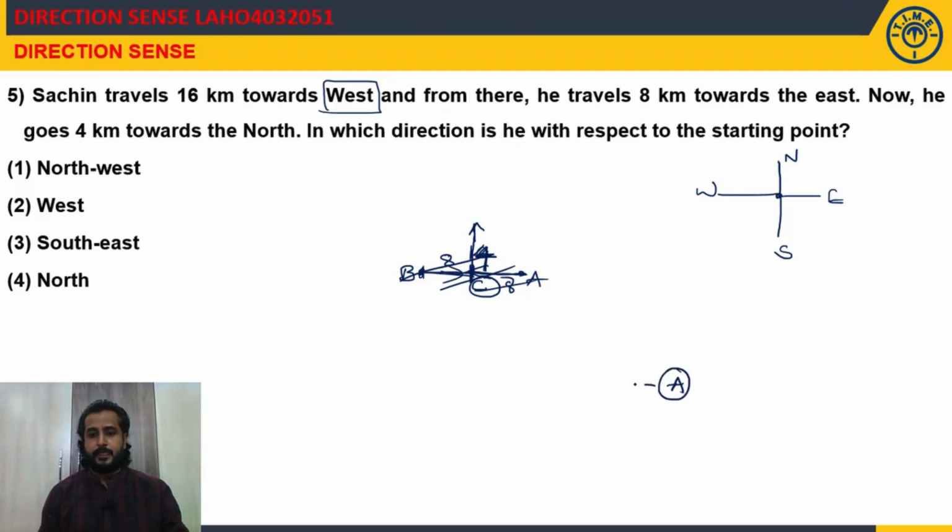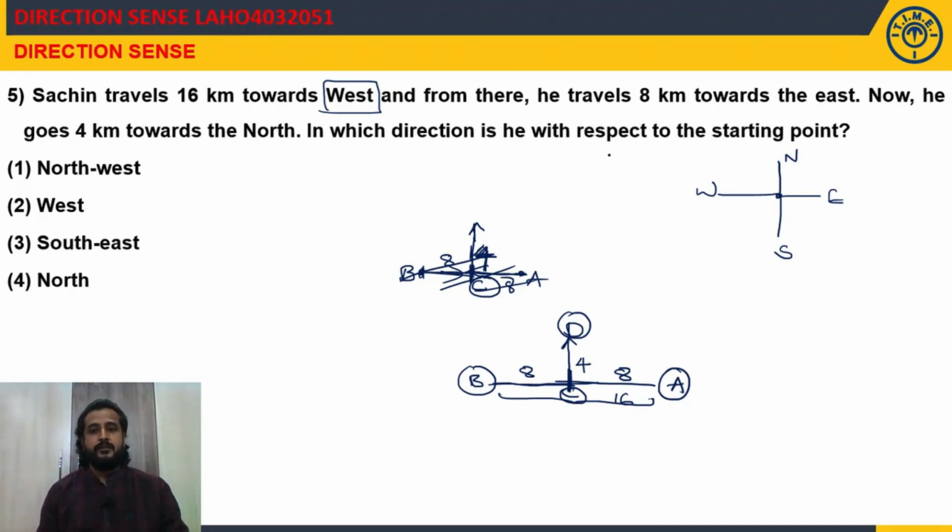I'll give the clear picture. A to B, how much distance is it? 16 kilometers in total. And again 8 kilometers east. So exactly this location is point C. And north 4 kilometers, let's say it is point D. And it is 8 kilometers distance.